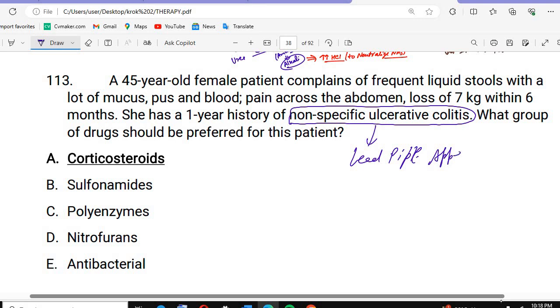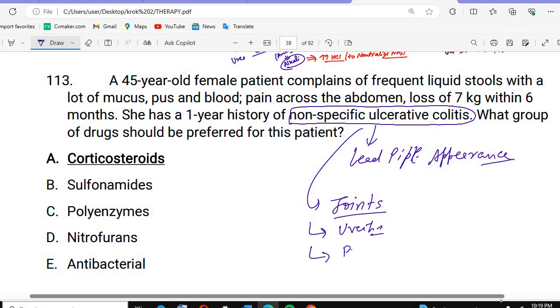Lead pipe appearance. And in Crohn's disease, what we see is the string sign of Kantor, and they are also associated with some extraintestinal manifestations. I told you they are associated with the joints, like ankylosing spondylitis, polyarthropathy, or sacroiliitis. They are also associated with the eyes, like uveitis, scleritis. They are associated with the skin, and they ask you which skin disorder it is. It is pyoderma gangrenosum.